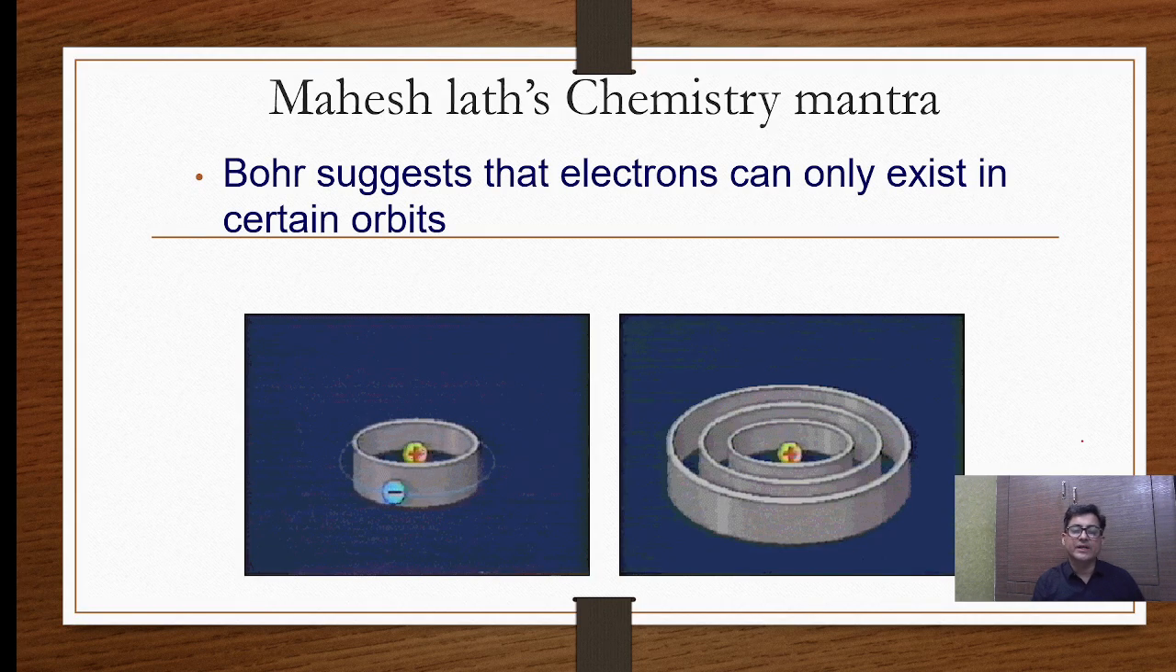On your screen, you can easily visualize what we mean by the definite or quantized shells in which electrons revolve. The first shell is mentioned as the K shell, after that the L shell, M shell, and so on, or these are numbered as n = 1, meaning the first shell, second shell, third shell, and so on.